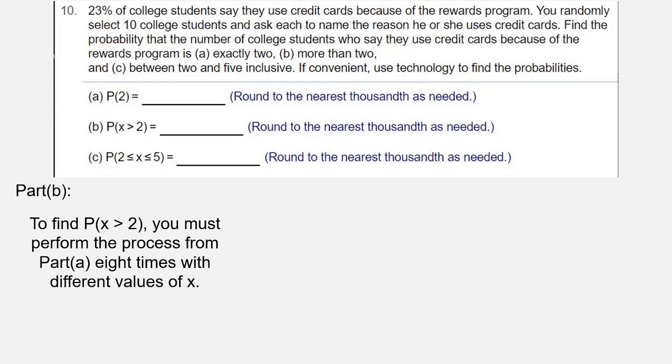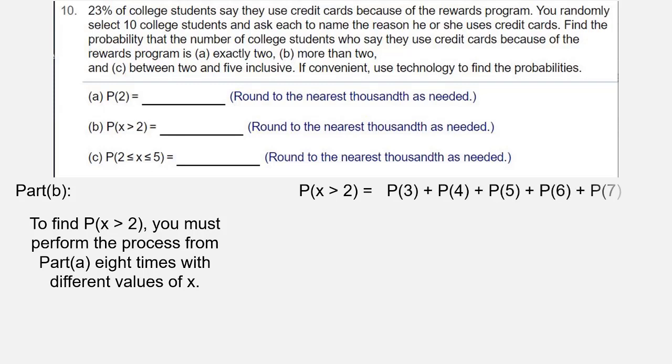This time we're looking for the probability that x is greater than 2. So we really want to use the calculator this time. And the reason that we want to do that is because for this example where n is 10, x greater than 2 would mean we would have to plug in the value of 3 and the value of 4 and 5 and 6 and 7, 8, 9, and 10 and add those probabilities all together. Well, that's 8 different calculations that we would have to perform. It's just like doing part A 8 separate times. So we really want to turn to technology on this one.